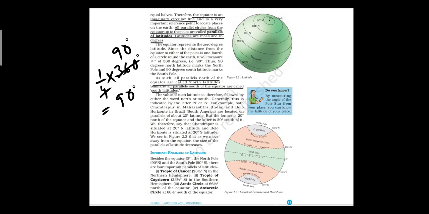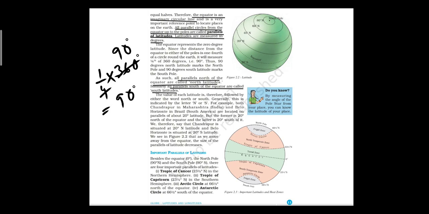Now the last paragraph for today's session is important parallels of latitude. About this also you have read in class 5. So let us quickly revise what the important parallels of latitude are. Besides the equator 0°, North Pole 90° north and the South Pole 90° south, there are 4 important parallels of latitude.